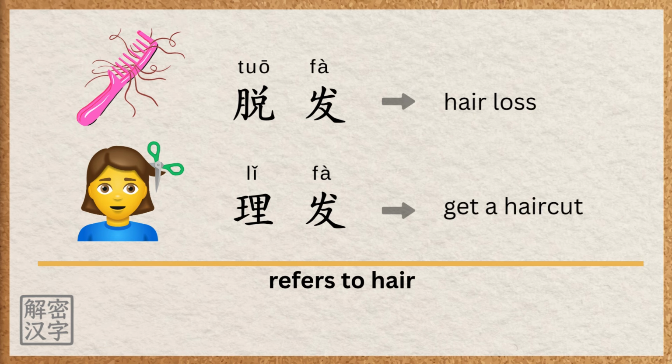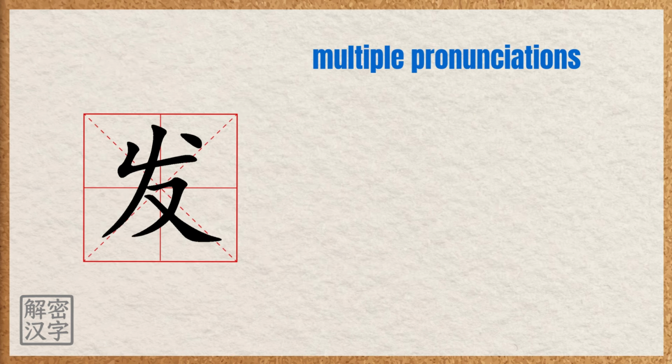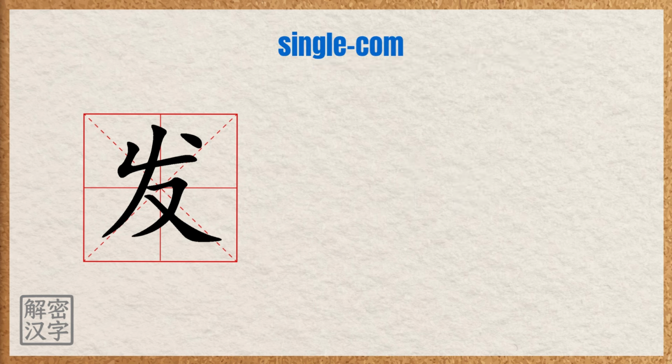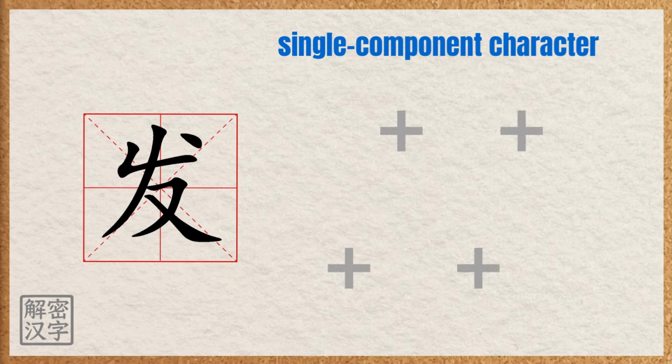Now let's practice reading it. Fa, fa, fa, fa, fa, fa. The character is a single component character with 5 strokes.